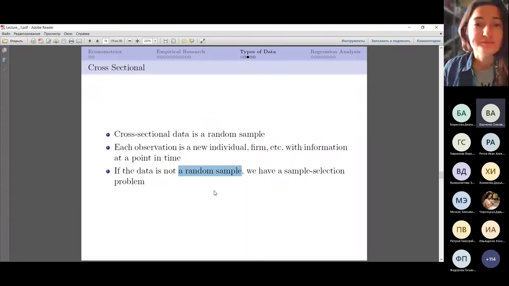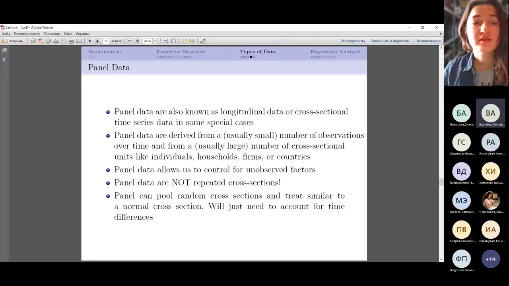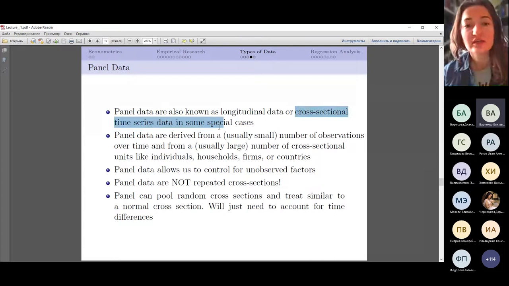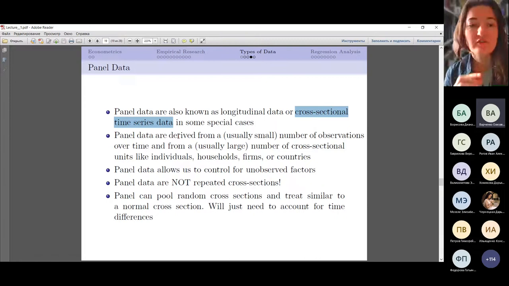The next type of data is panel data. The difference between panel data and cross-sectional data is that you have several periods. Panel or longitudinal data, these are two common definitions. We can also say cross-sectional time series data, but it's not so popular. So this data set consists of a time series for each cross-sectional member in the data set.